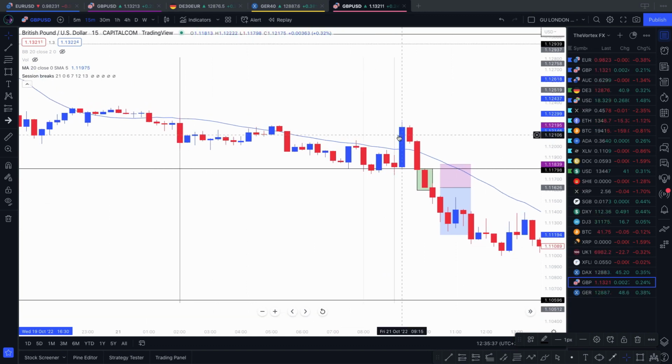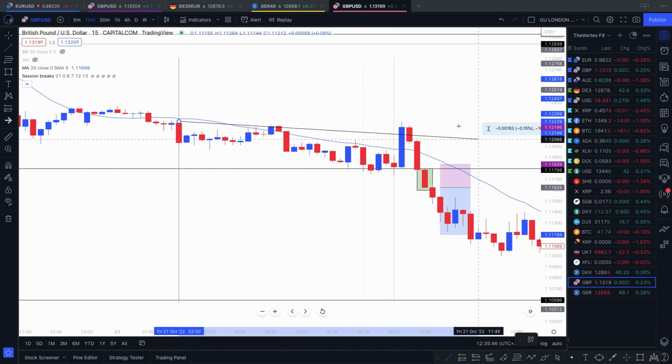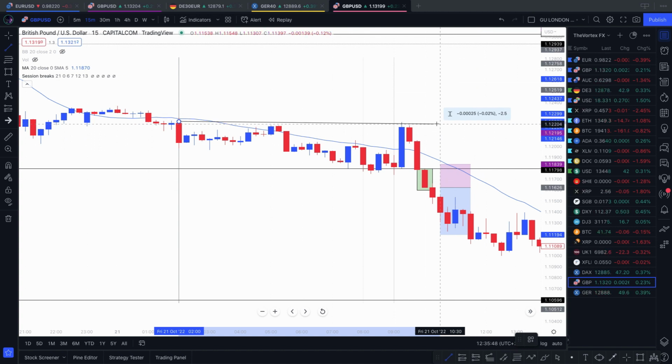Because look at here. Look right here. This is when the London market opened up. We saw this gigantic bullish candle push up. However, it did not take out this zone of resistance. Right here, we could not break through it.